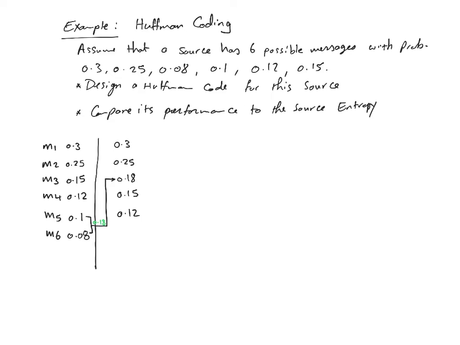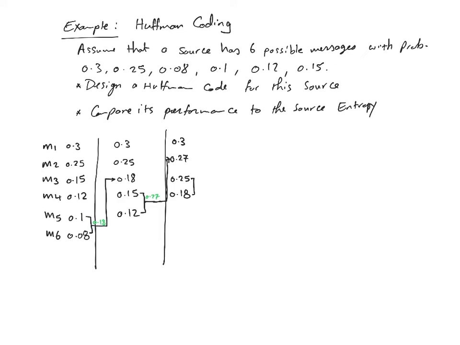Now next, you repeat the same thing again. You go to the lowest 2 and aggregate them, right? The result of that aggregation is going to be 0.27. And that 0.27 is above 0.25 and below 0.3. So the end result of the rearrangement is 0.3, then 0.27, then 0.25, and last is 0.18. So this one went up to this point, right? And then again, you keep on doing this.